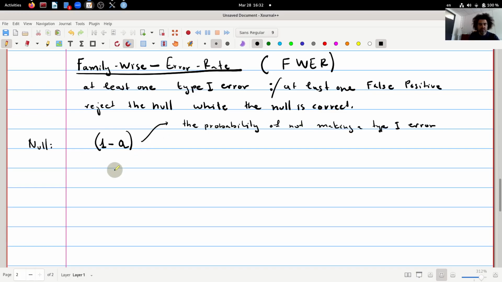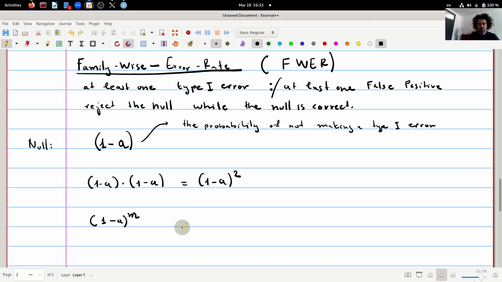Okay, now if we perform two experiments, the probability to make a type 1 error in none of these two experiments, and these two experiments are independent, will be 1 minus alpha for the first experiment multiplied by 1 minus alpha for the second experiment, which will be (1 minus alpha) squared. If we do m experiments, then this probability of not making a type 1 error in any of them will be (1 minus alpha) to the m.